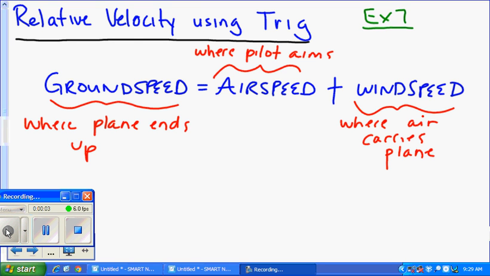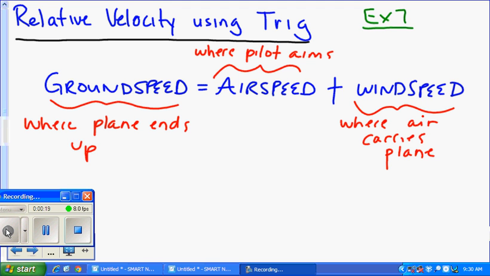All right, well, welcome to another example using relative velocity. This time we're going to use trigonometry to solve a problem that I've already shown in our video, an example using x's and y's, x and y components. So this question is number 7 in your handout package.